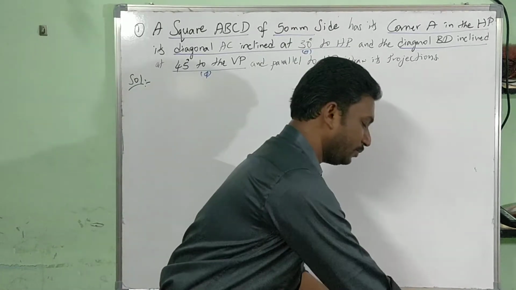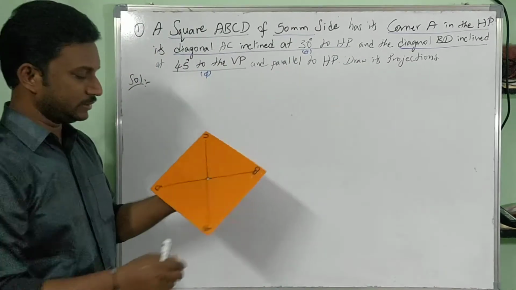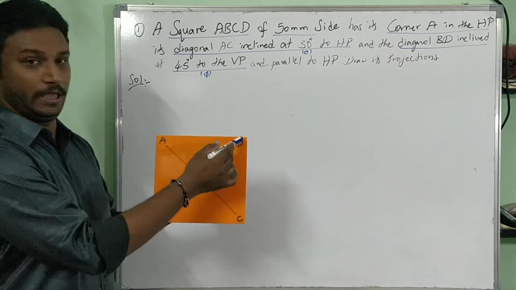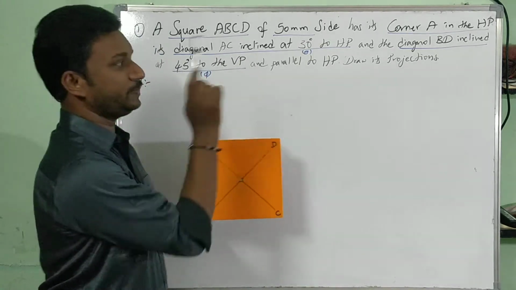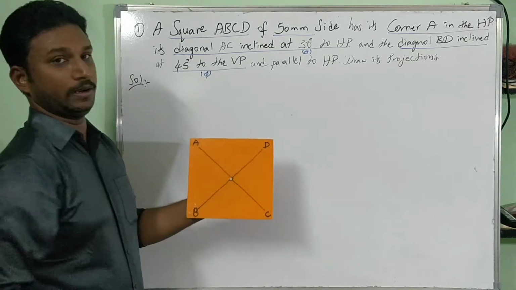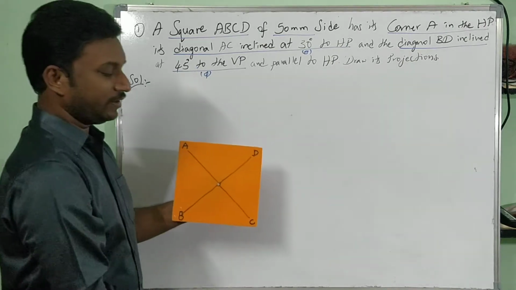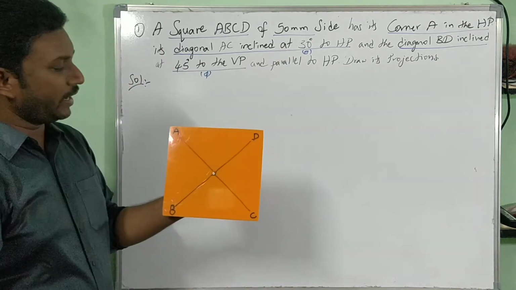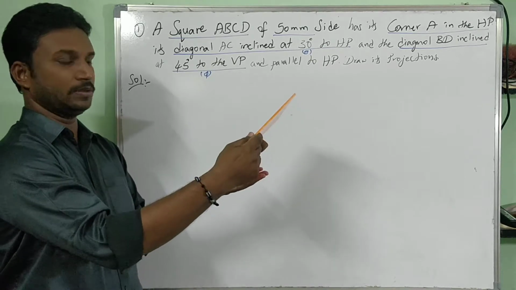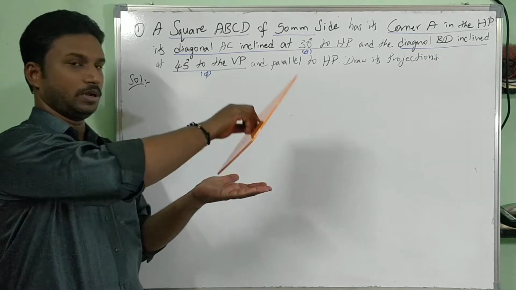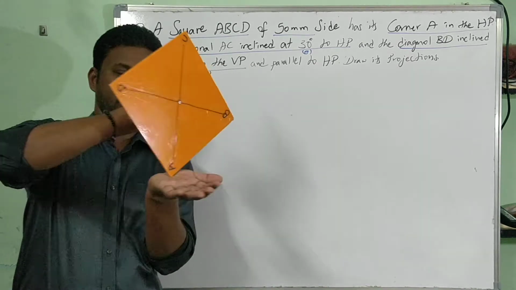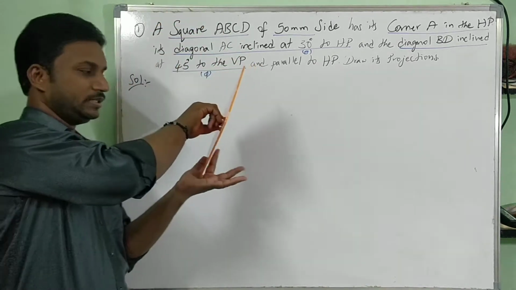Let me take a live example of a square. See this, here I have a square ABCD. As this problem is based on diagonals, I have drawn diagonals, AC diagonal and BD diagonal. Now coming to the position, the first thing given is corner A in the HP. See, this is the corner A. I am taking this corner A in the HP. Hope you can see. A is in the HP.